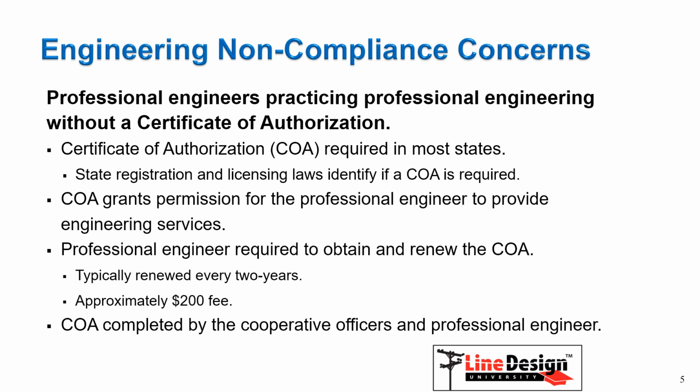Another area of noncompliance is when professional engineers practice professional engineering without holding a certificate of authorization. A certificate of authorization grants permission for professional engineers to perform engineering services. Your state registration and licensing statute identifies that the professional engineer is required to have a certificate of authorization. The professional engineer is required to obtain and renew the certificate of authorization. The certificate is typically renewed every 2 years and costs approximately $200 and is completed by the cooperative officers and professional engineer.